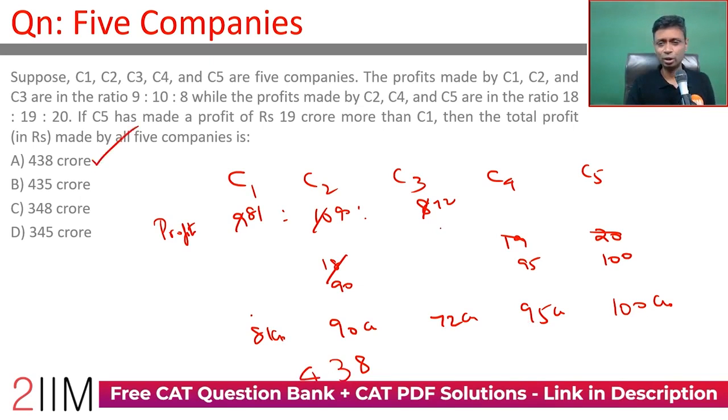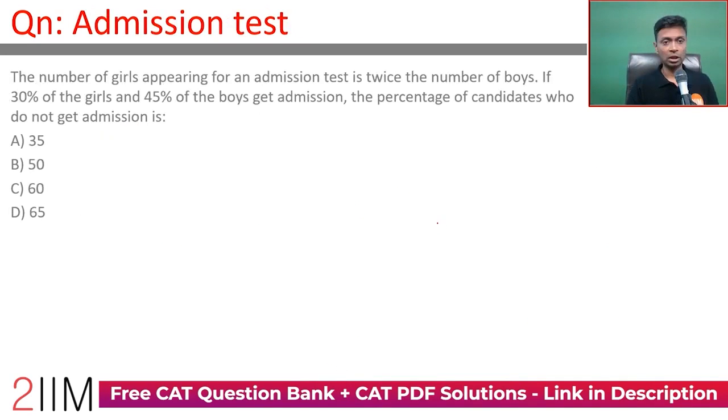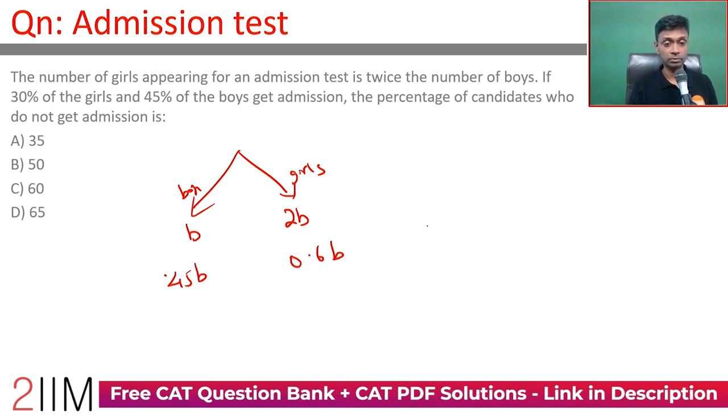Is transitioning two systems of two sets of ratios. The number of girls appearing for an admission test is twice the number of boys. So boys, twice the number of boys. If 30% of the girls and 45% of the boys, 0.45B and 0.6B get admission.